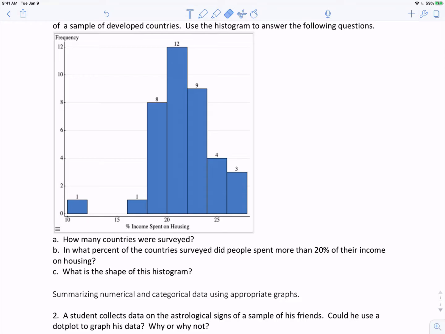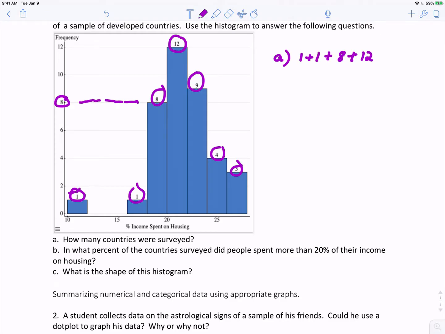So in this histogram, you can see that on top of every box in the histogram, it tells you how many countries were in that box. You could also use the scale on the y-axis to determine how high each bar was if those numbers weren't there. But to answer A, all we have to do is add up those frequencies. So 1 plus 1 plus 8 plus 12 plus 9 plus 4 plus 3. Altogether, that gives us a total of 38. So there were 38 countries surveyed.